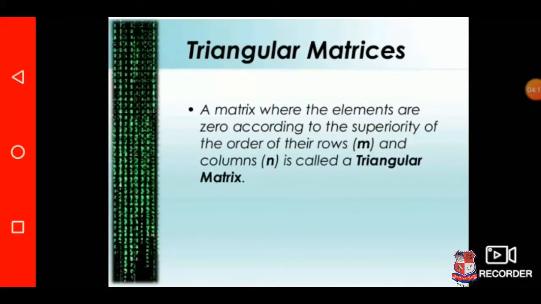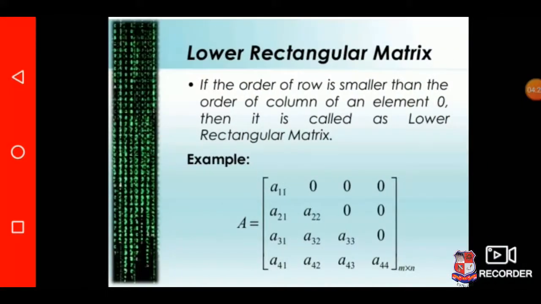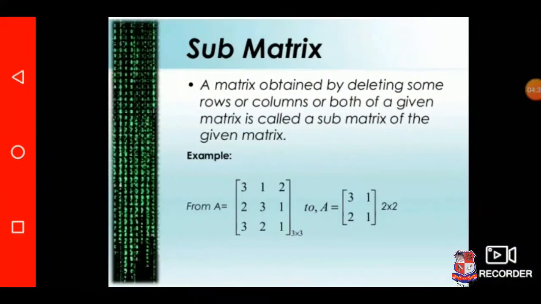Triangular matrices: a matrix where the elements are 0 according to the order of rows and the columns is called a triangular matrix. Upper triangular matrix, it is denoted by over here. Lower triangular matrix, it is denoted by over here. Submatrix: a matrix obtained by deleting some rows and columns or both of a given matrix is called a submatrix of the given matrix. Here is an illustrated example for this.